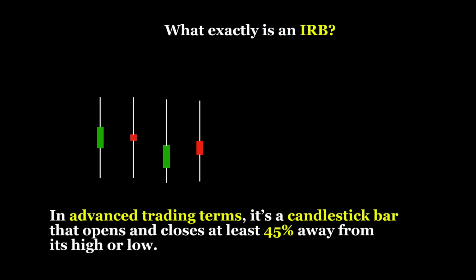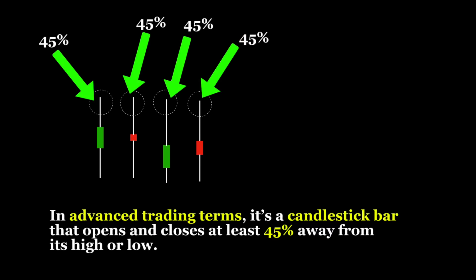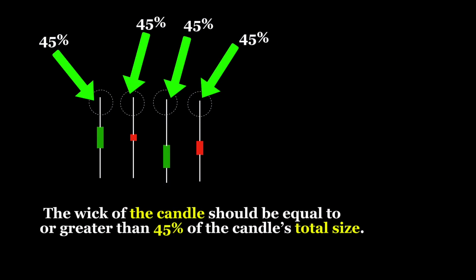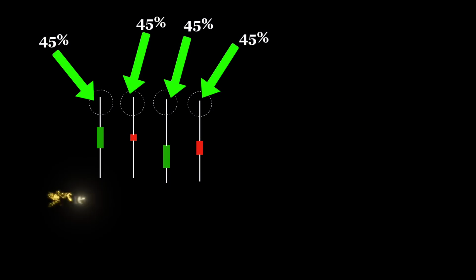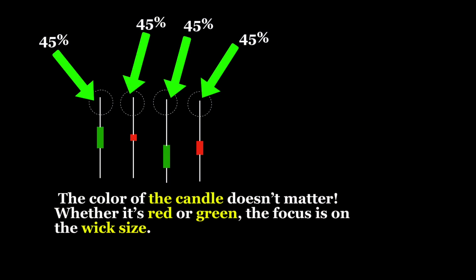In advanced trading terms, it's a candlestick bar that opens and closes at least 45% away from its high or low. In simpler terms, the wick of the candle should be equal to or greater than 45% of the candle's total size. And here's an important point. The color of the candle doesn't matter. Whether it's red or green, the focus is on the wick size.